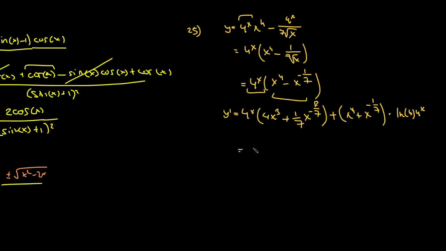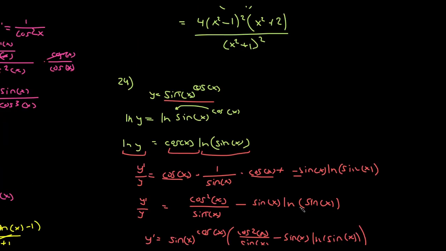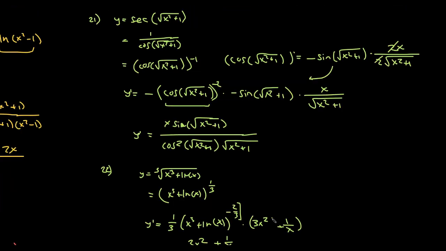I'll quickly simplify this. 4 to the x is 4x cubed plus 1/7 x to the negative 8/7 plus ln 4 times x to the 4th plus ln 4. This is just distributing this natural log like so. And that is the final answer. It may be able to be simplified a little bit further, but to be honest, I'm exhausted now. And right, let's wrap this up here.